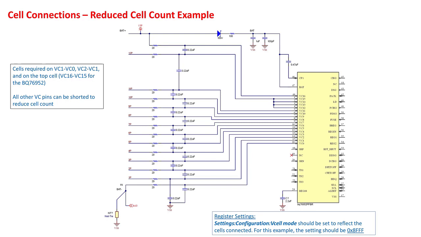One important requirement to keep in mind is that not all cell inputs can be shorted. In the unused pin section of the datasheet, it describes the requirement that battery cells must be connected between VC1 and VC0, between VC2 and VC1, and between the top two VC pins, in this case VC16 and VC15 for the BQ76952 device. All other VC pins can be shorted as needed to reduce the number of cells.